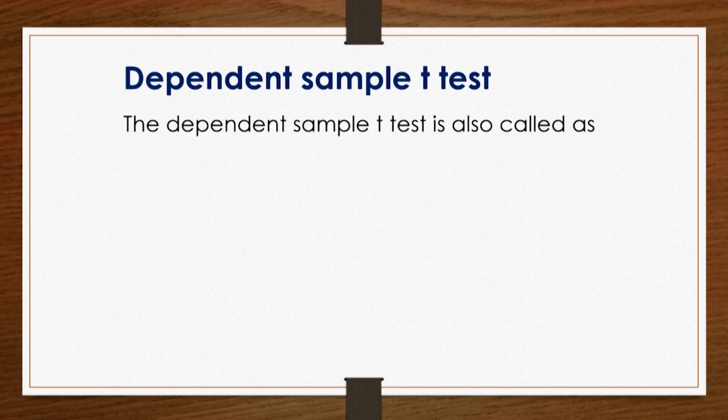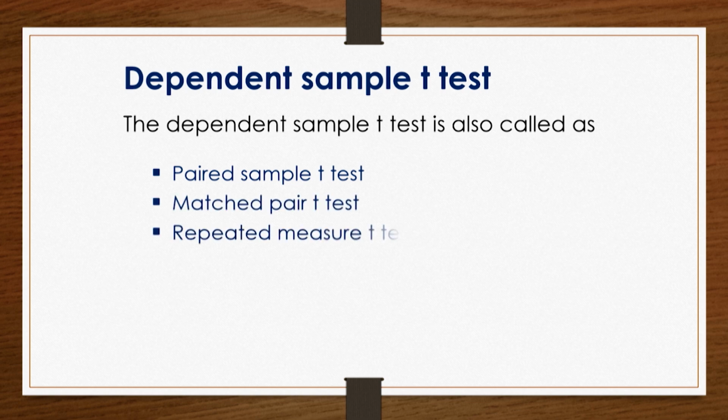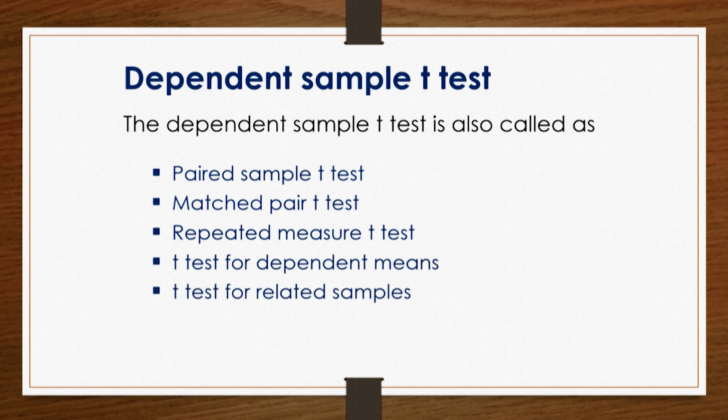Dependent sample t test. The dependent sample t test is also called the paired sample t test, matched pair t test, repeated measure t test, t test for dependent means, t test for related samples, or correlated means samples. So the dependent sample t test can be named in any of the above listed ways.